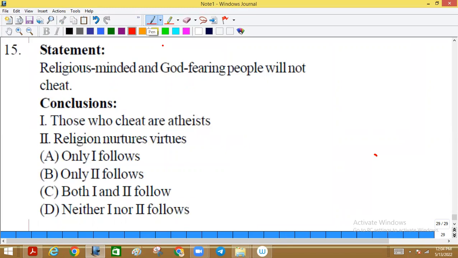Religious minded and God fearing people will not cheat. Conclusions: those who cheat are atheists. Religion nurtures virtues. Option B. D: neither one nor two follows. ఎందుకు option D?